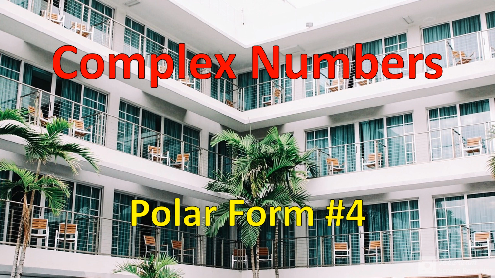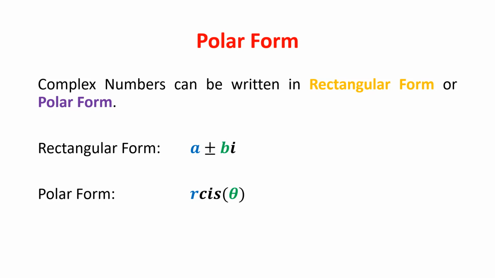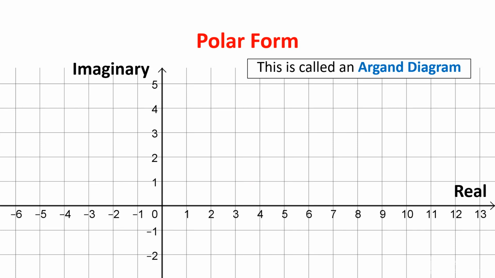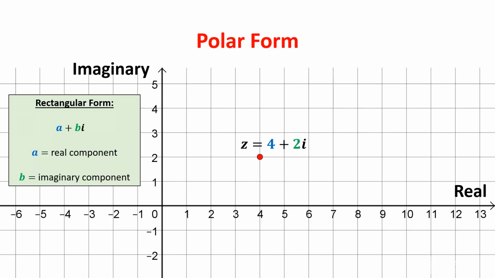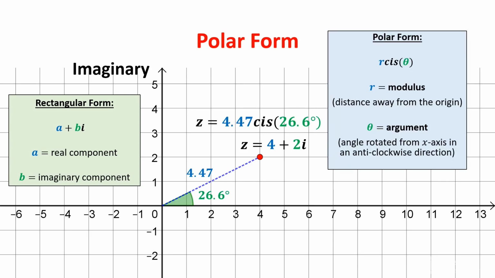Hi, welcome to our fourth video on polar form for complex numbers. We know complex numbers can be written in either rectangular or polar form. And on the Argand diagram, in rectangular form, we talk about real and imaginary components. And in polar form, we talk about a modulus r and an argument theta.